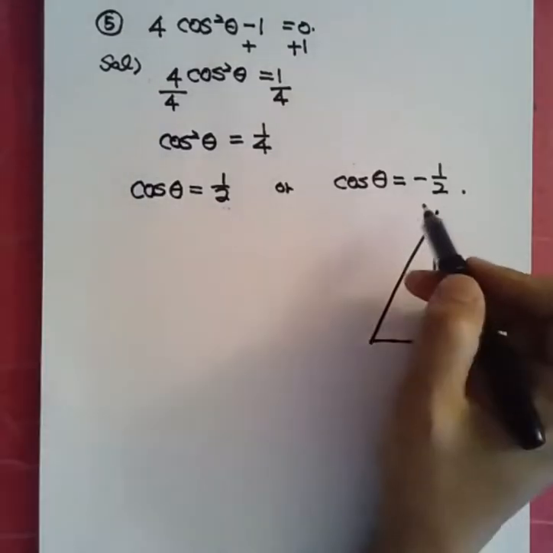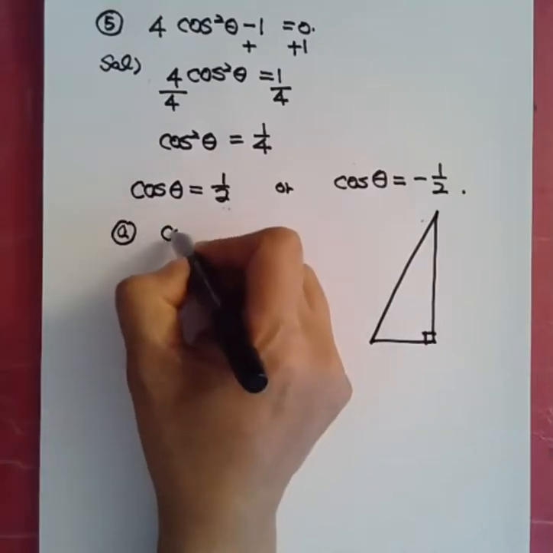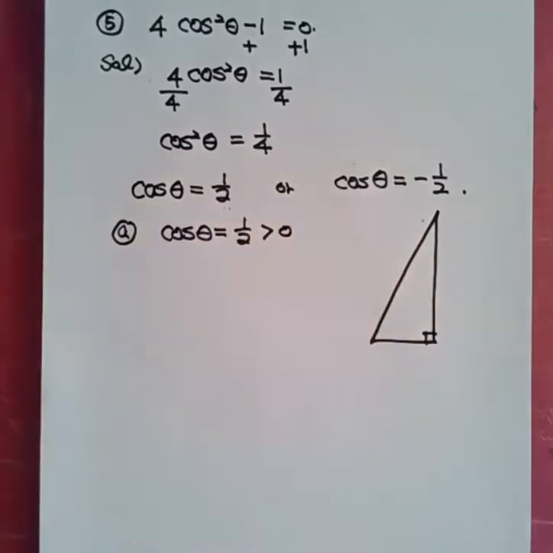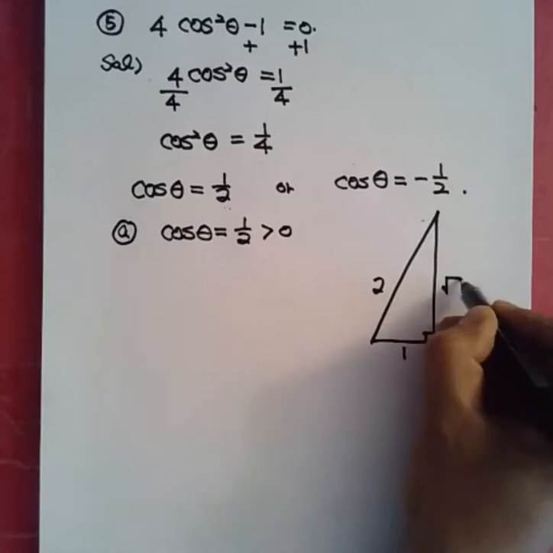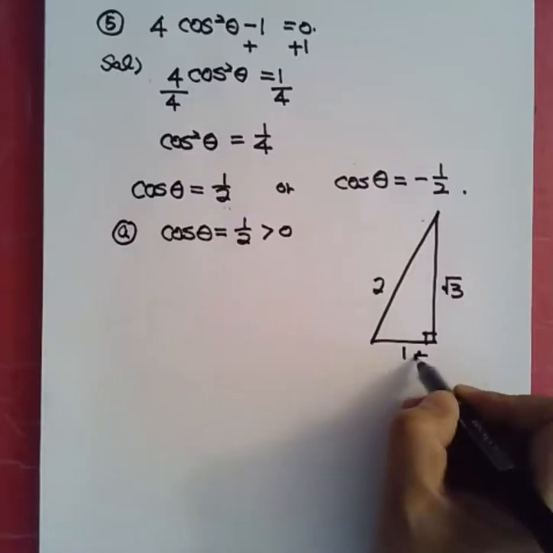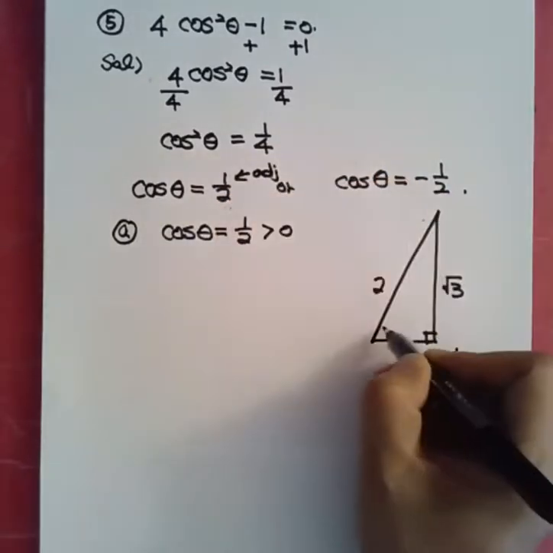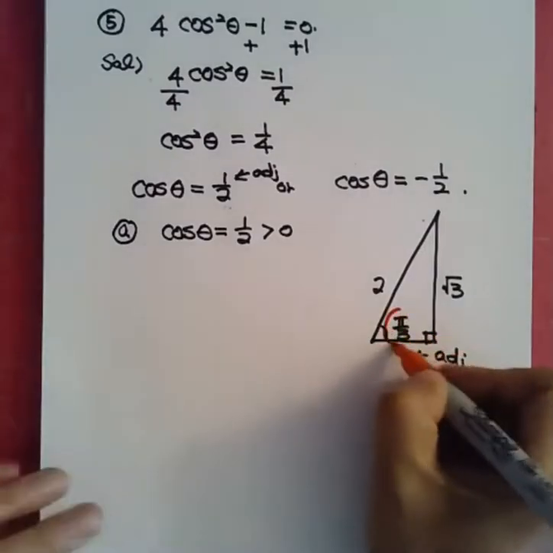So we have two cases. We will work them out one by one. Cosine of theta equals 1/2. In this case, the angle is positive. The associated triangle is a 30, 60, 90-degree triangle because 1 and 2 are involved. 1 is adjacent because we are thinking about cosine, adjacent to pi over 3. So pi over 3 is the reference angle.